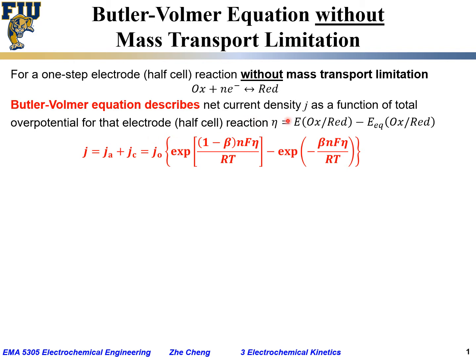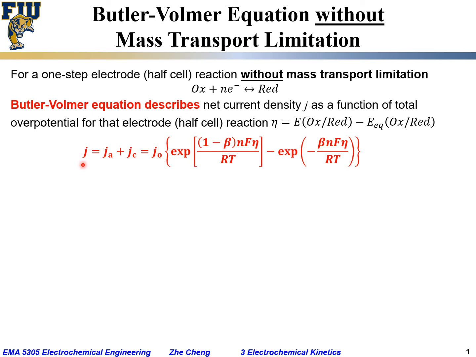J, as we already said, would be the net current density, and it comes from two parts, J_A and J_C. A for anodic, C for cathodic. So the overall or net current density comes from the summation of both the anodic and the cathodic parts of that half-cell reaction, which is a very important concept for any reaction. Actually, for any electrochemical reaction, at any moment, there are always species that get oxidized, while at the same time, there are always species that get reduced.